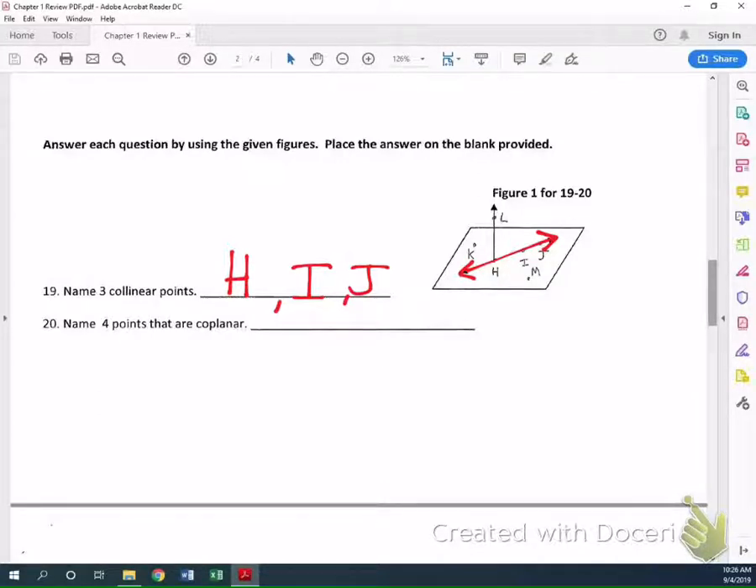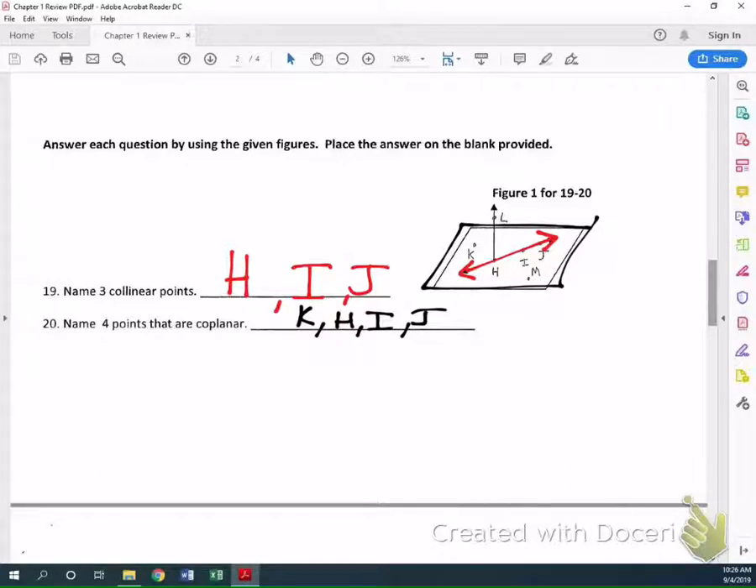Name 4 coplanar points, so on the same plane. So yeah, the H, I, J were all on the same plane. Just add another one. Either K or M would be fine. Basically, don't use L because all the other points are on that plane.